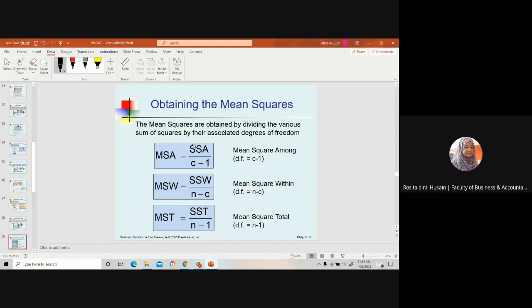So MSA is SSA over its degree of freedom, MSW is SSW over its degree of freedom, MST is SST over its degree of freedom. Why do we need degrees of freedom? Because our sample is small, not big. That is ANOVA. When we use samples, we assume our sample is normal and small, which is why it needs degrees of freedom. So the degree of freedom for MSA is C minus 1, for MSW is N minus C, and for MST is N minus 1.